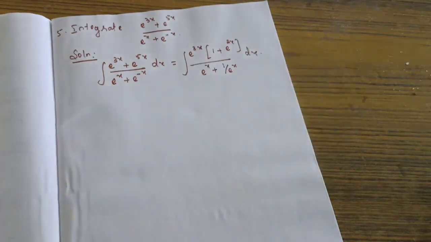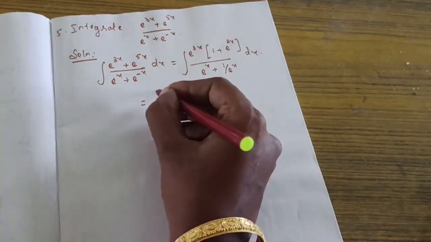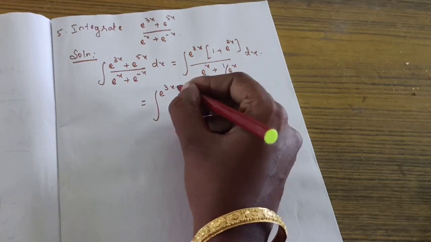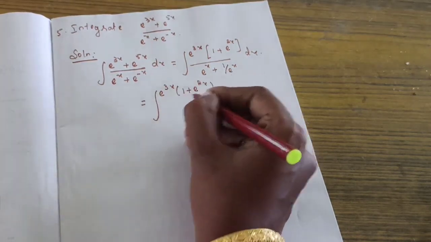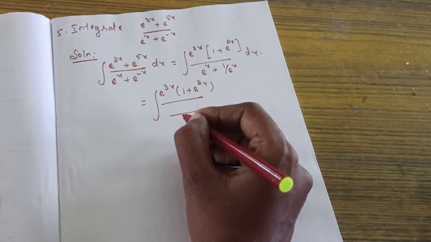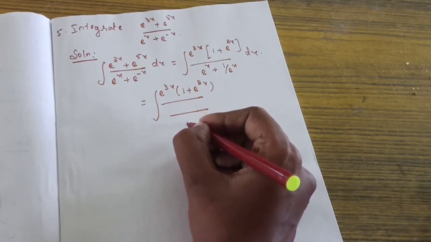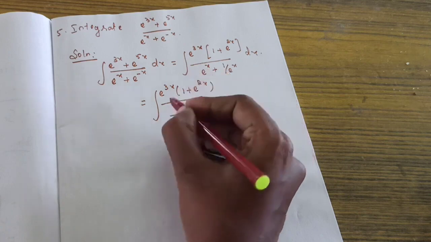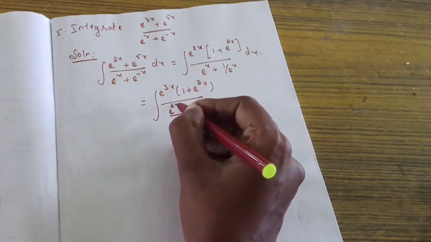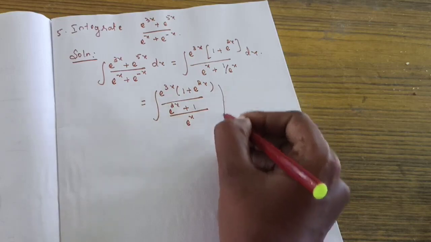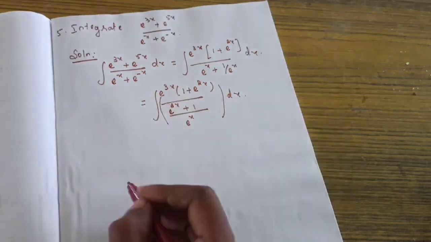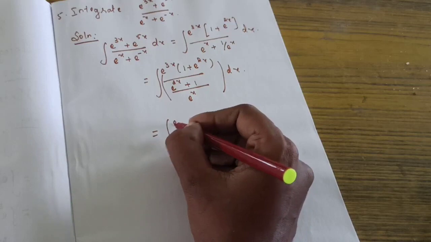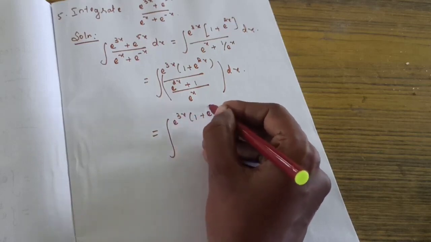So what I did in this step: in the numerator I have taken e power 3x outside. In the denominator, what I did? e power minus x I wrote as 1 by e power x. Okay. So that's equal to integration of e power 3x into 1 plus e power 2x divided by, shall we take the LCM for the denominator? e power x is the LCM. So if this 2 means e power x into e power x, e power 2x plus 1. Okay, so dx. Okay, that's equal to integration of e power 3x into 1 plus e power 2x.